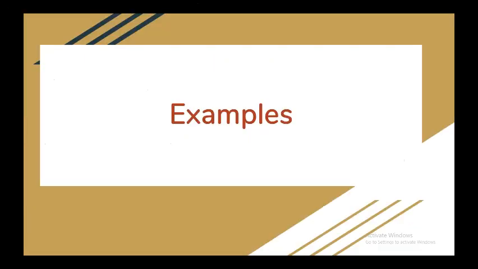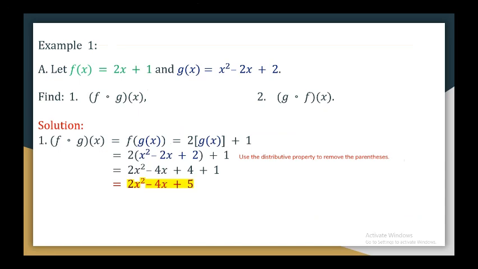So we have here some examples. Example number one. Let f of x is equivalent to 2x plus 1. Okay, the first function here is f of x is 2x plus 1. And the g of x, our second function, is g of x is equivalent to x squared minus 2x plus 2. Again, the g of x is x squared minus 2x plus 2. Now, what are we going to do? The number one problem is, find the f composed with g of x. Okay, so f of g of x.